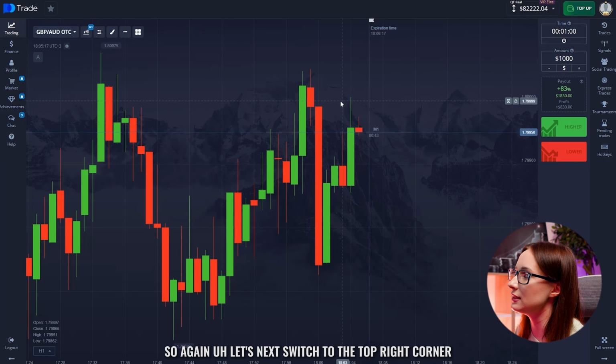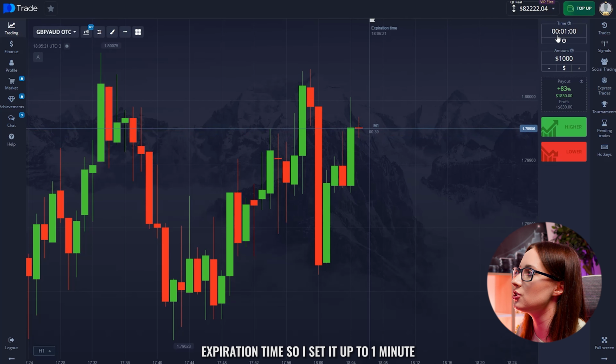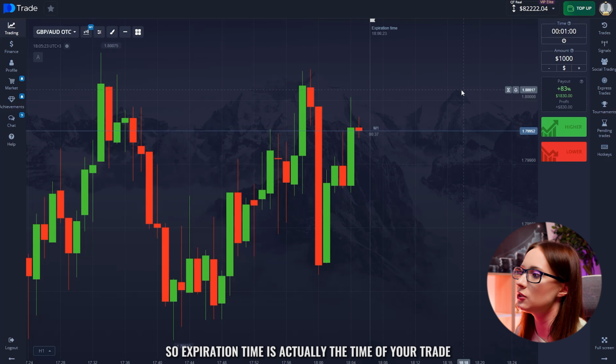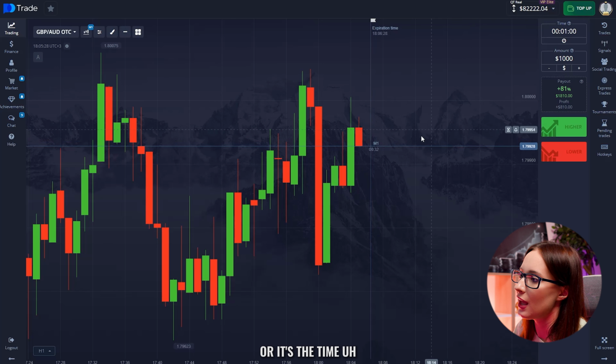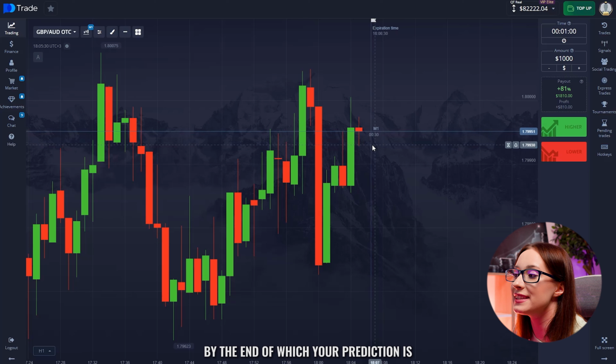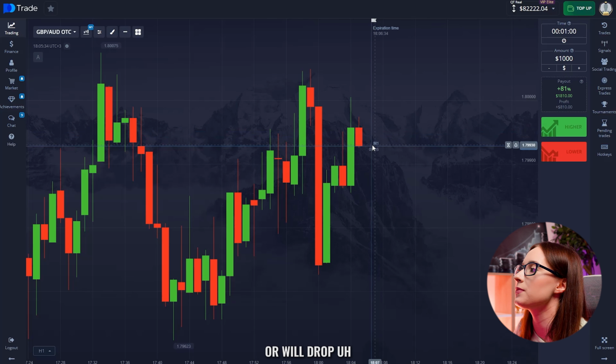So again, let's next switch to the top right corner, expiration time. I set it up to 1 minute. Expiration time is actually the time of your trade, the time by the end of which you're predicting if the price of your currency pair will rise or will drop.